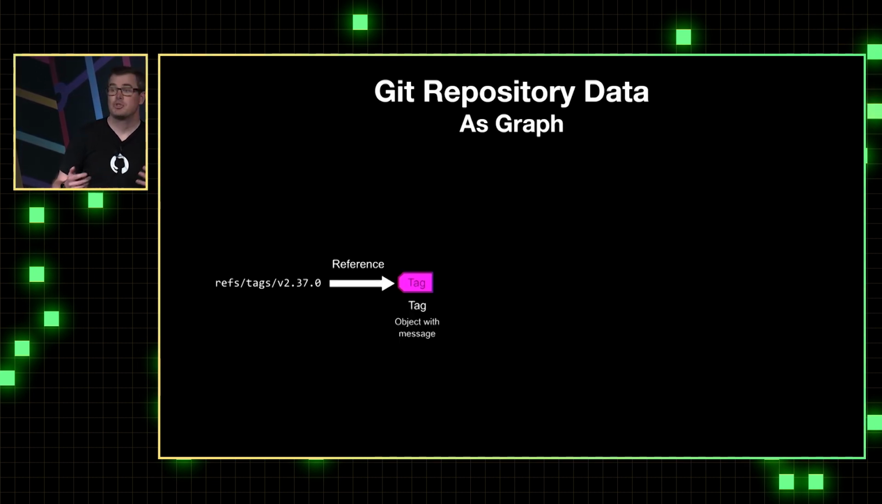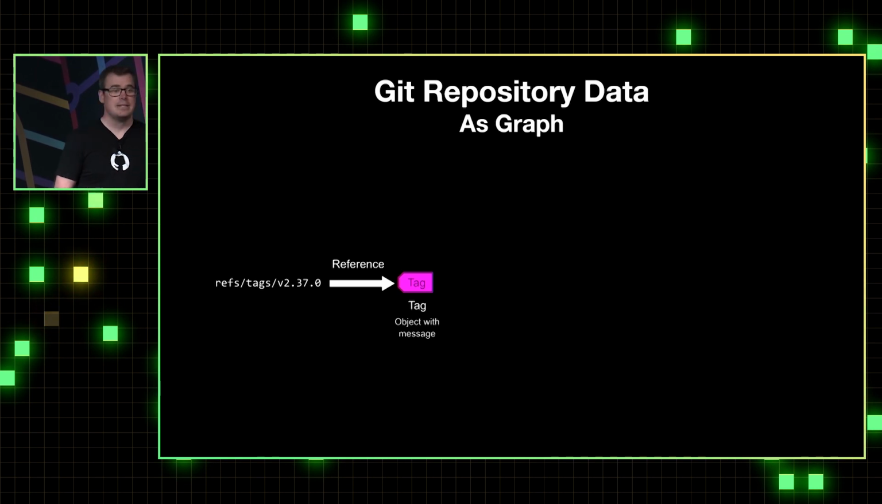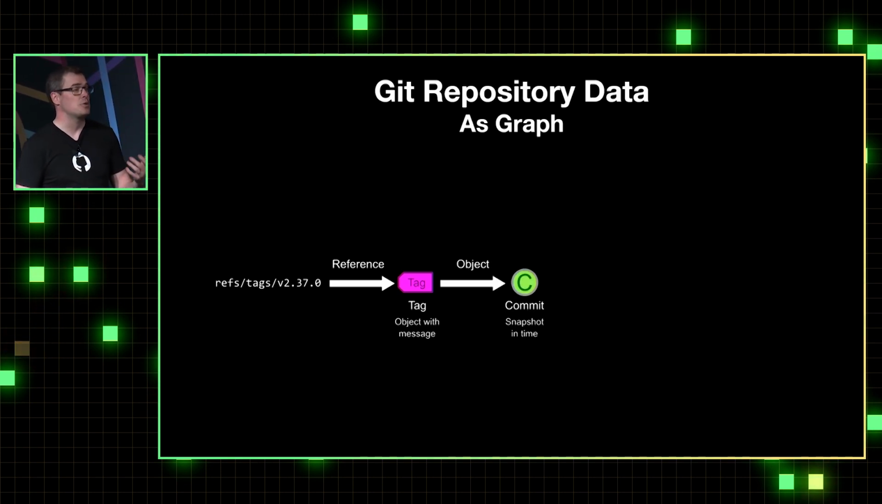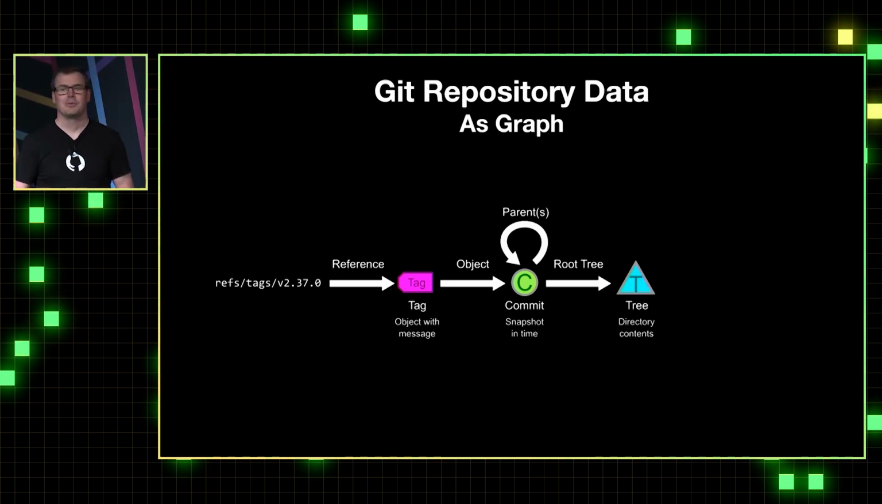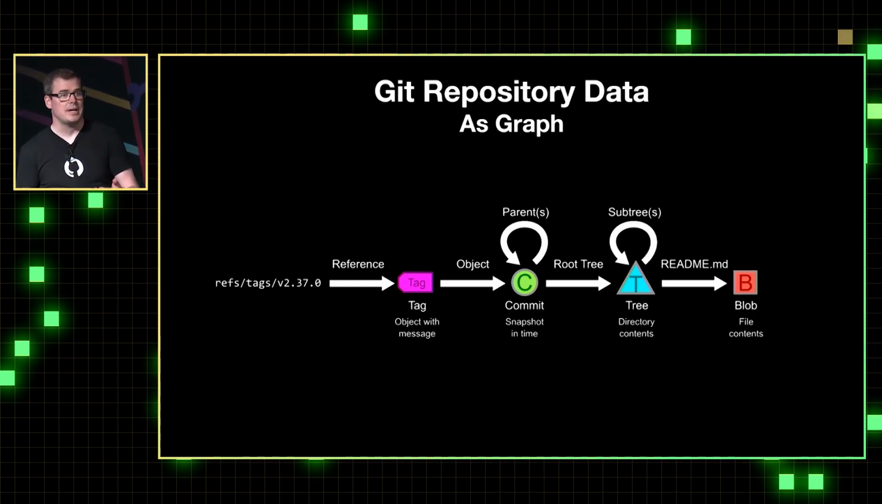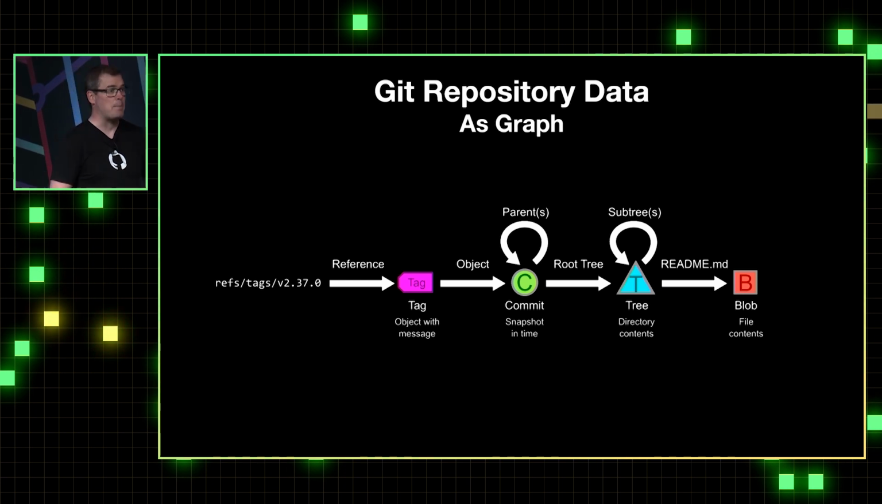We can think about this more abstractly as walking edges of a graph. We started by taking a reference, which pointed to a tag. Tags have an object pointer, in this case a commit. Commits point to their parents, as well as their root tree. And then the trees point to more trees and blobs, and then specifically we walked the readme.md file to find the contents for that file. I'm going to use this notation for the rest of the talk. Circles are commits, triangles are trees, and boxes are blobs.